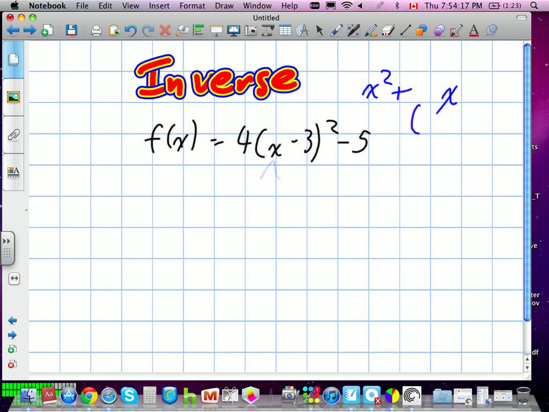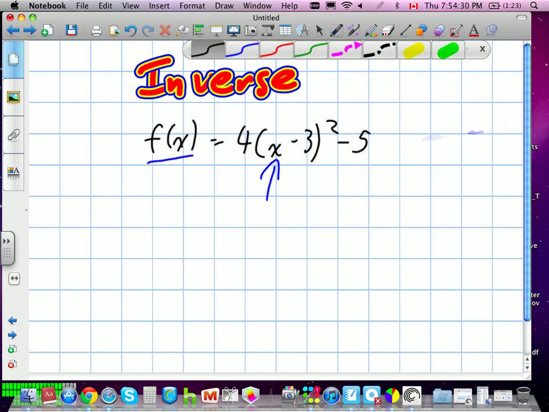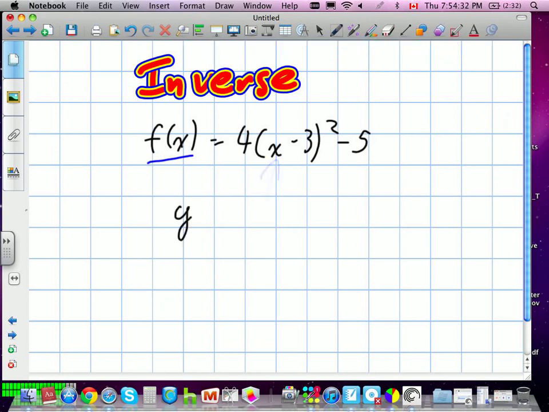Now, what does f of x stand for if we're going to graph? Do you remember? y. Yeah, so really this is like saying if we're going to graph this, y is equal to 4(x minus 3) squared minus 5. Okay. Now, this represents the normal function, and they'll use f to the power of negative 1 of x. That represents the inverse function. That's what we're trying to find.